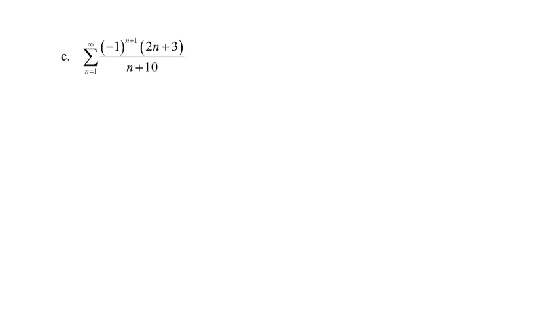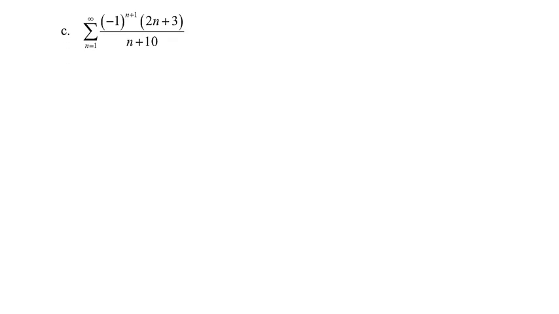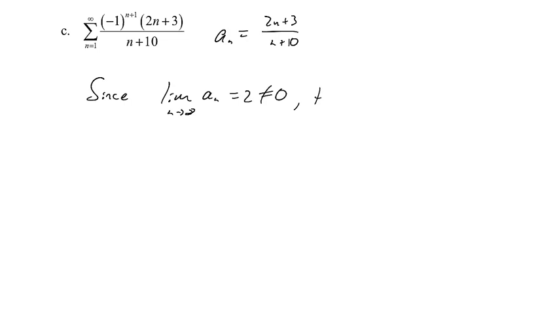It's the most tedious part. You may have maybe one of these on the free response for your BC BP test. Maybe. All right, moving on. This one's going to diverge. So I'm just going to take a sub n, 2n plus 3 over n plus 10. Since the limit as n approaches infinity of a sub n equals 2, which is not equal to 0, the series diverges by the nth term test.